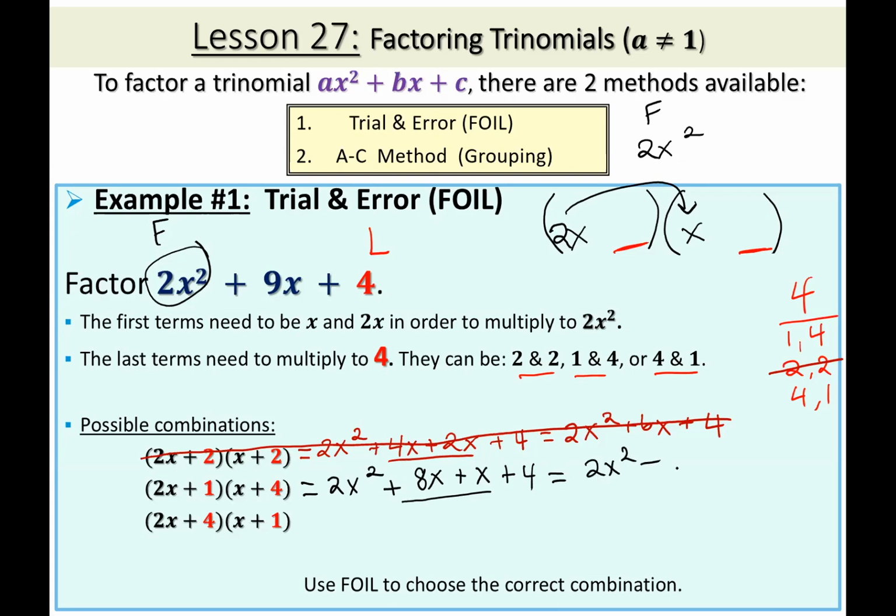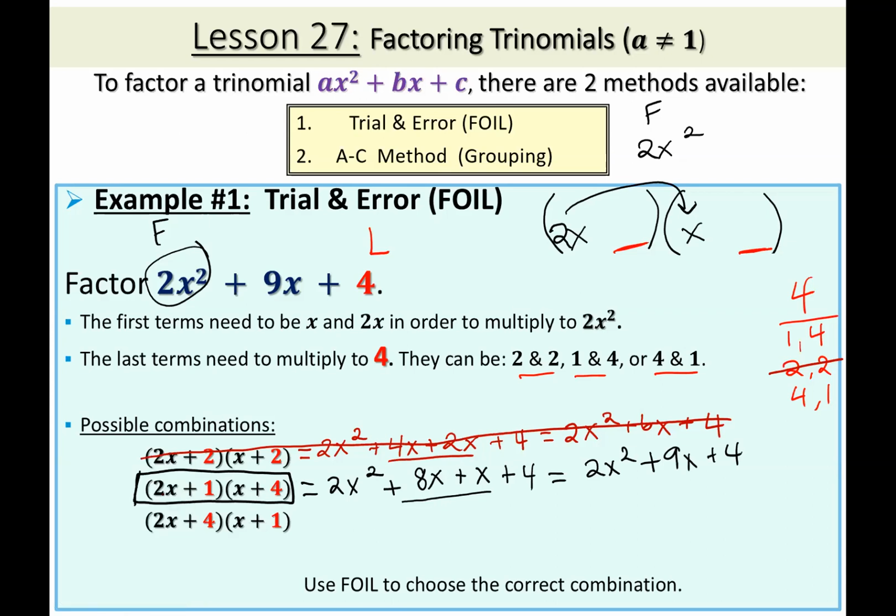Okay, so that's actually the one. This is our answer. Because when we checked it, we got the exact trinomial we were looking for, 2x squared plus 9x plus 4. So this is going to be it, which means I don't even really need to check that last one. But just for the sake of being thorough, I will, just to make sure you can see why that one would not work.